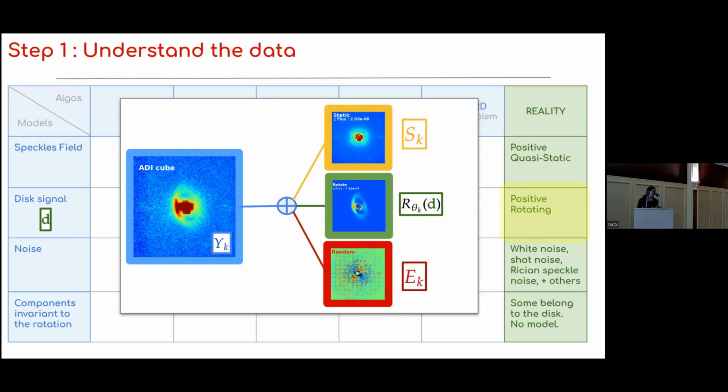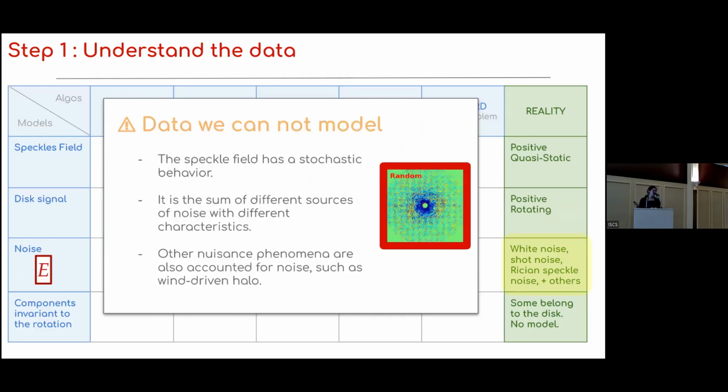And for the disks, well, disks can have different widths, different shapes. They can have structure like spirals, gaps, shadows, etc. And we want to capture them. And for the noise, the noise is basically a mix of white noise, shot noise, read noise, etc. But actually, we are not that limited by the noise. What bothers us more is the variation of the speckle field that we are going to struggle to capture correctly.